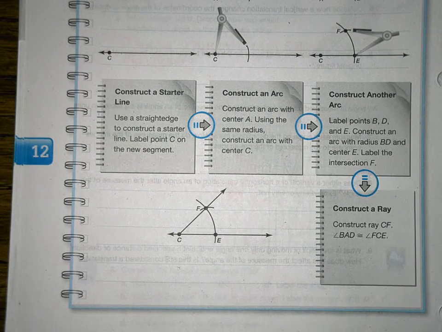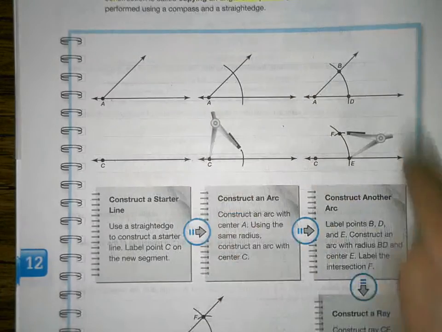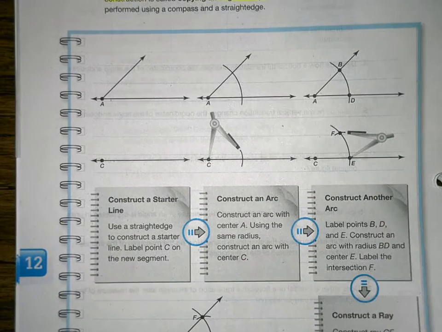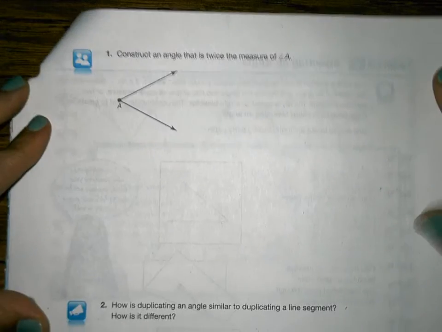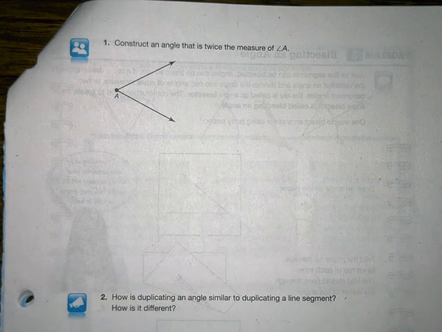In your homework for tonight, you will be doing several of these, but I want to go over the next problem with you on the next page, number 1: how to construct an angle that is twice the measure of angle A.